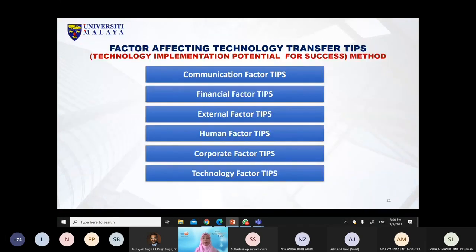So these are the factors affecting technology transfer, TIPS. When I say TIPS, it is not tips as in advice, but TIPS stands for Technology Implementation Potential for Success. So we say the TIPS method. What are the factors that contribute to the success of technology transfer? The most important thing is communication. If you want to have a tech transfer officer, make sure the officer who communicates with industry is a person who can communicate well. Then we have to think about the financial factor, the external factor, the human factor, the characteristics of the human, and also the corporate factor and the technology factor itself, whether the technology is feasible or not feasible, or whether it is sustainable or not sustainable, especially in this pandemic era.